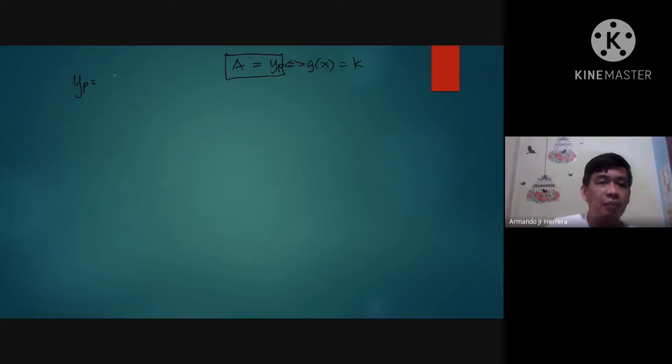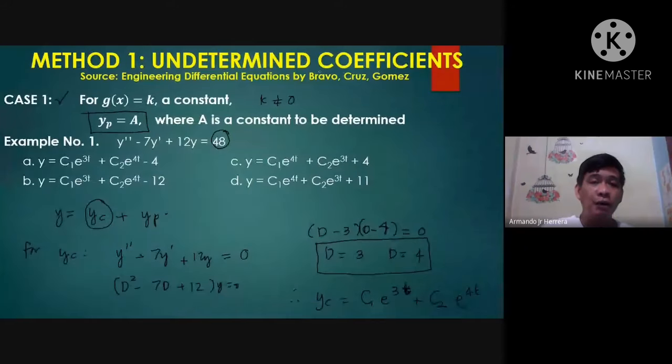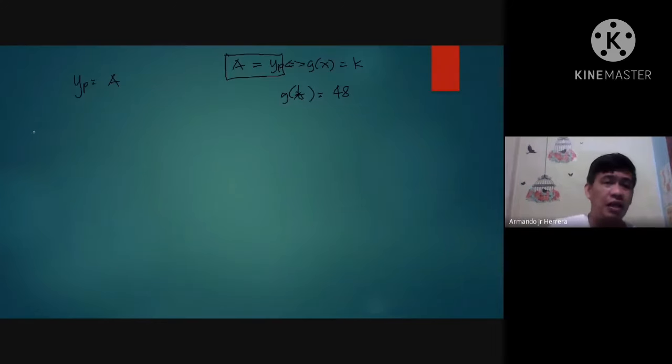So, ang ating YP is A since ang ating g of x or g of t is equal to 48. So, from our given, y double prime minus 7y prime plus 12y. So, lalagay muna natin yung given. y double prime minus 7y prime plus 12y is equal to 48. Lalagyan lang natin to ng mga subscript na P kasi we are to solve na our particular solution YP. Then, so from YP, kailangan ko ng YP prime at saka YP double prime.